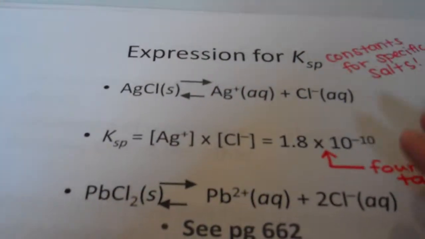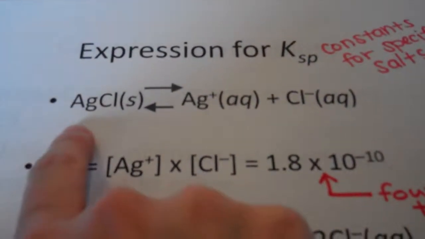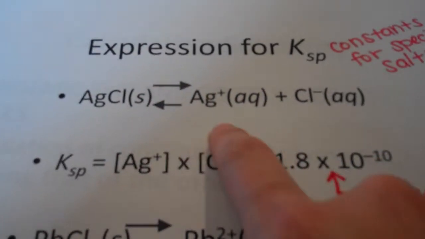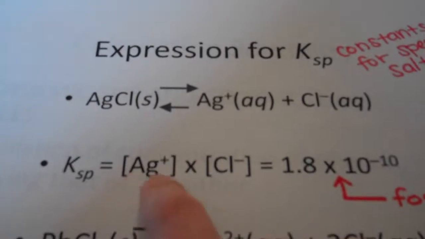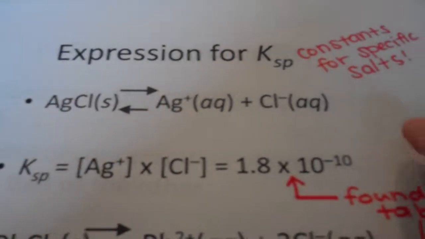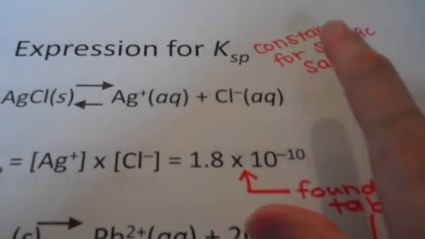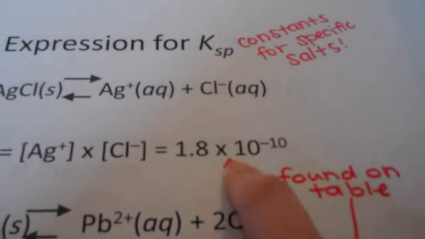Alright, so here are some expressions we can use for KSP. Here we have our salt, silver chloride, and we have its equilibrium going back and forth. We have our silver and our chloride. So we have KSP is equal to Ag plus times Cl minus. KSP is constant for a reaction. Again, we can find these constants on the table you have before this in your notes. And again, this number is going to be found on a table.